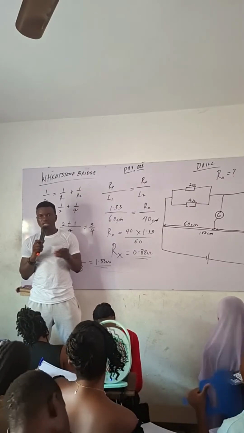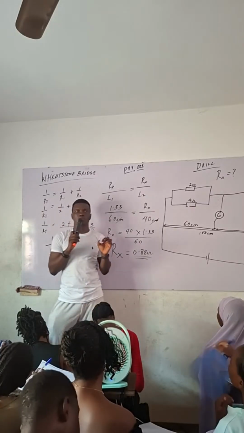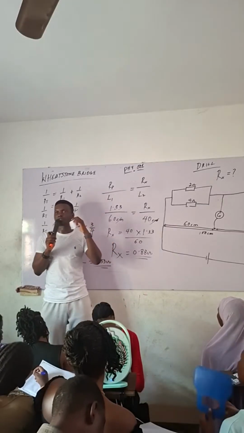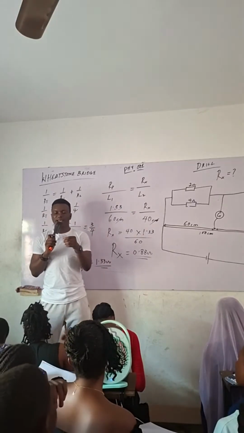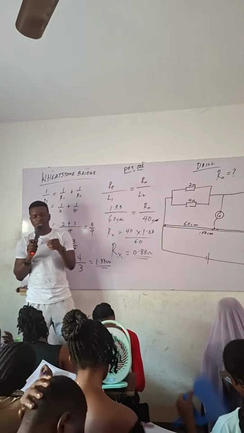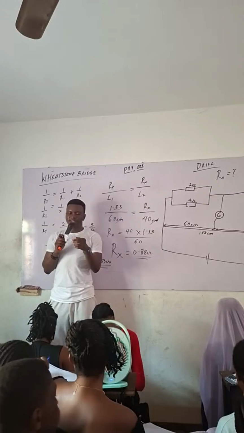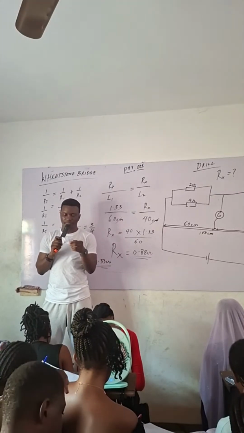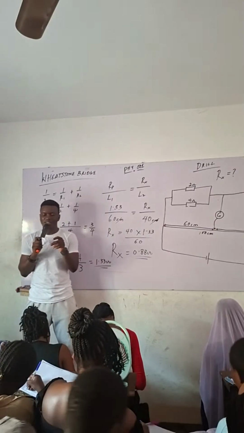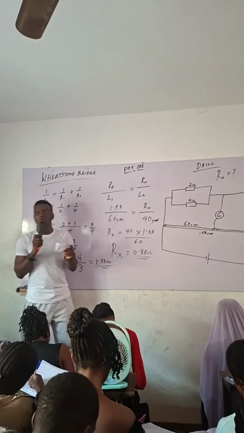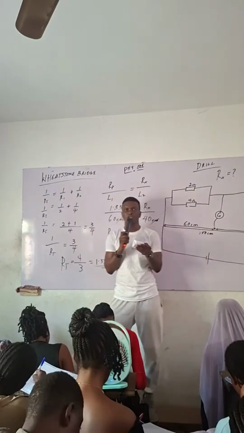Even you have to be smart. I'll give you something and I will ask you what's the answer. So, internal resistance of 4 ohms are connected in parallel. Full stop. What is the effective EMF and internal resistance of the combination?